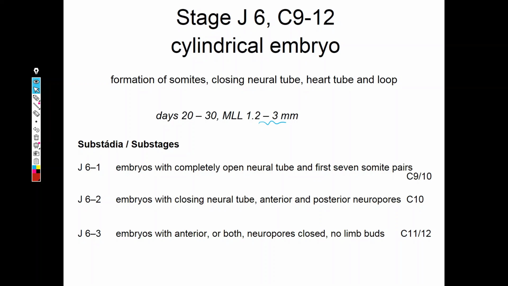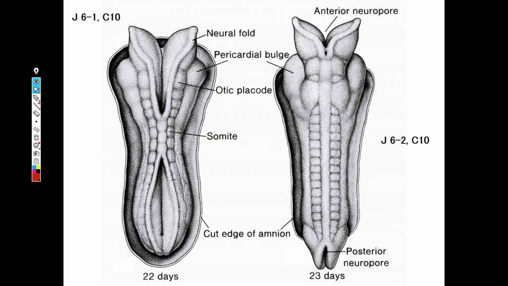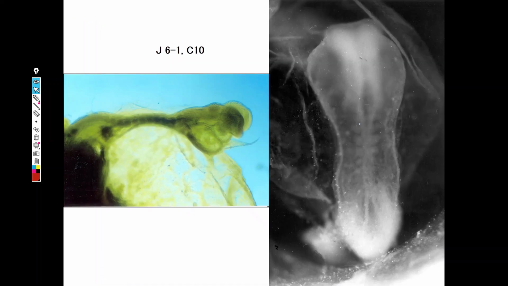You can read about things that are going on in each stage. We can see how it looks. We can form this posterior neuropore and anterior neuropore. We're going to learn about it in the development of the neural system right here, but you already know something about somites. Here, somite. And here we have a nice neural tube that is closing right here. So this is the 6th stage right here.